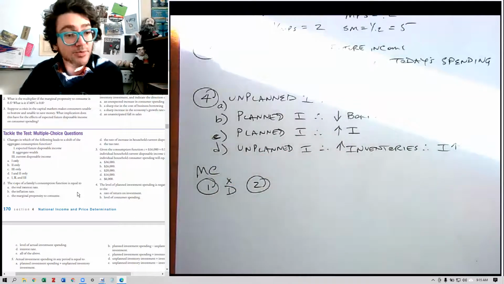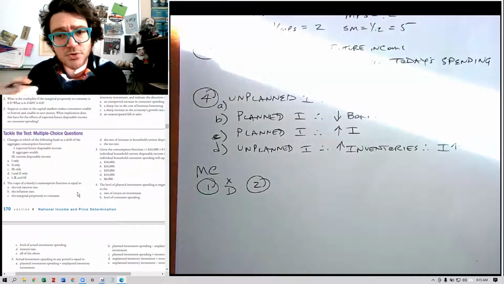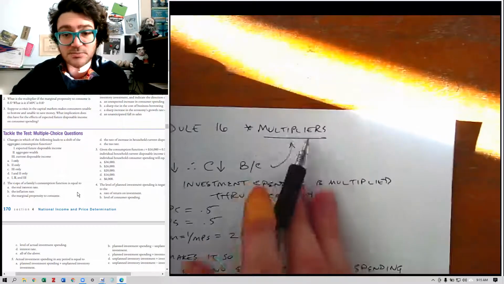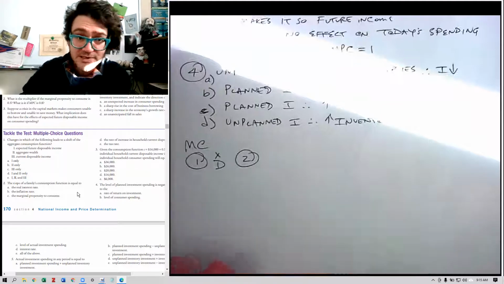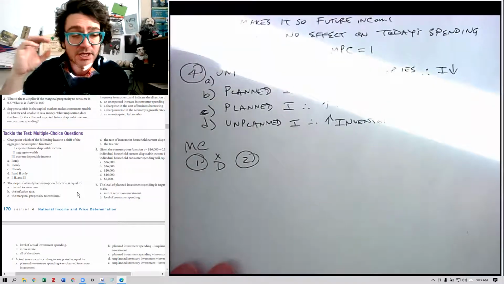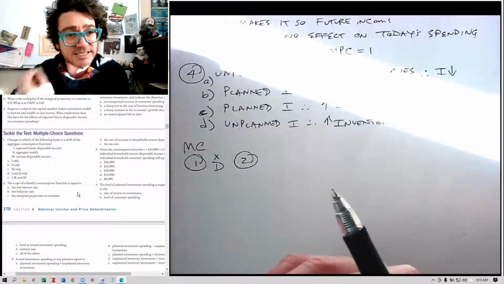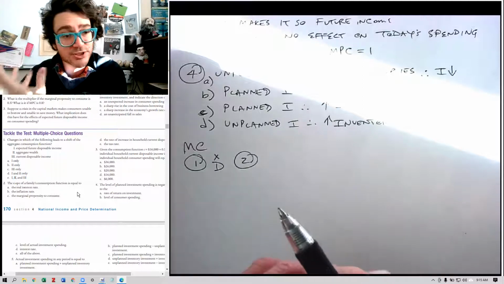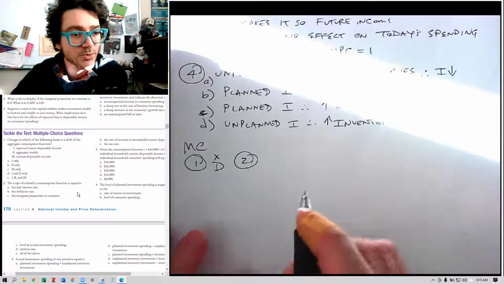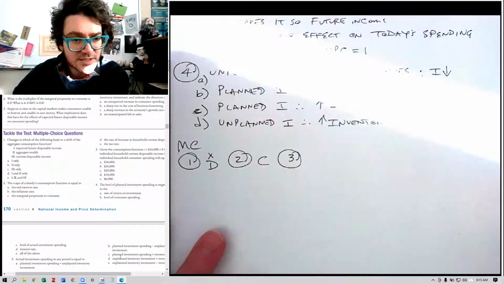Number two, the slope of a family's consumption function, that's just the marginal propensity to consume. So that's what we use when we talk about these multipliers. We use the marginal propensity to consume, and it's the slope because it's the change in consumption over the change in income. You know, we learned that in the lectures, that that's the MPC. It's the change in consumption over the change in income, which is just the slope. So C.